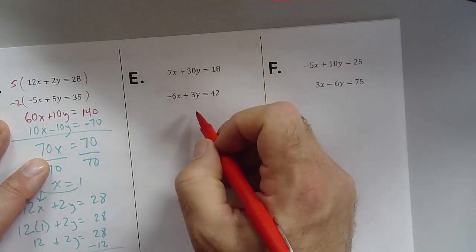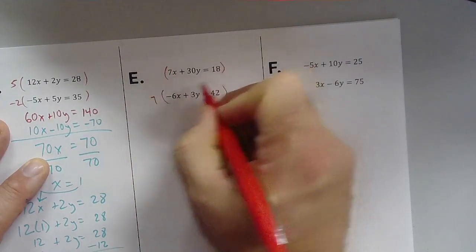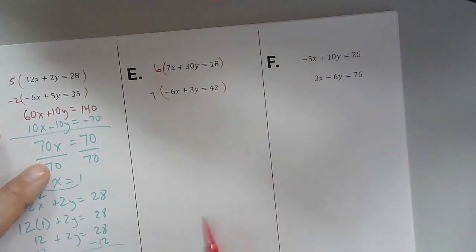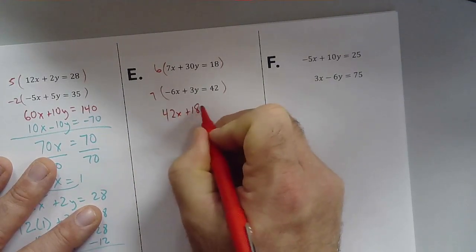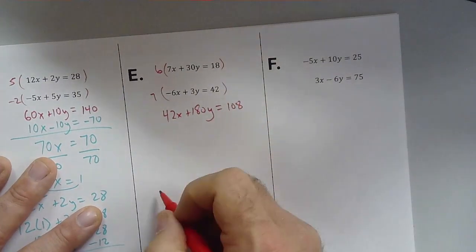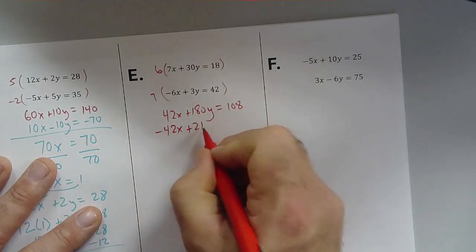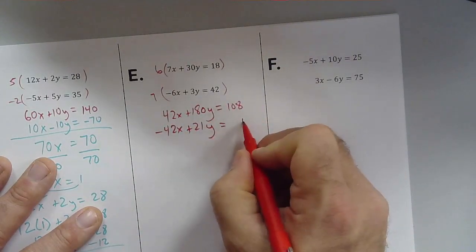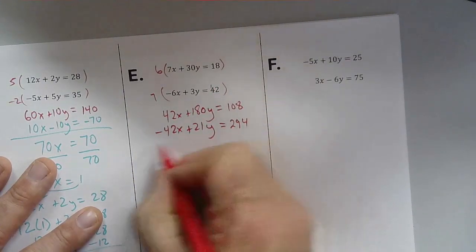I'm going to just multiply, you know what, let me do it the way that you're doing it. I'm going to multiply this by 7, and I'm going to multiply this by 6. So I'm going to get positive 42x and negative 42x, and then the x's are going to disappear. So I've got 42x plus 180y equals 108. Negative 42x plus 21y equals 7 times 2 is 14, carry the 1. 7 times 4 is 28, plus 1 is 29.